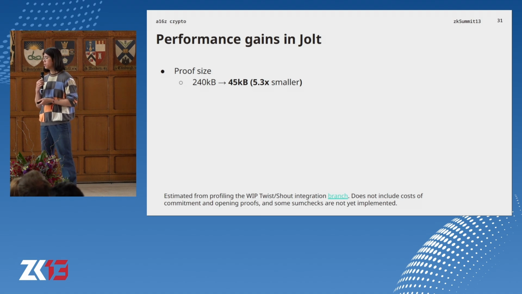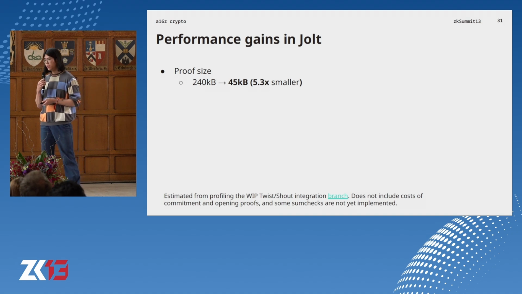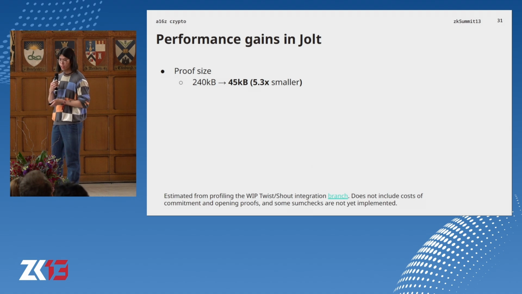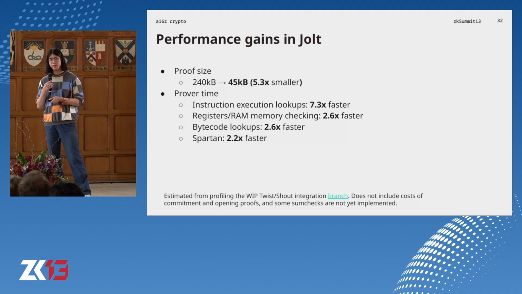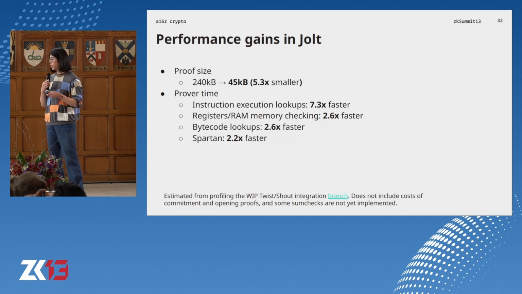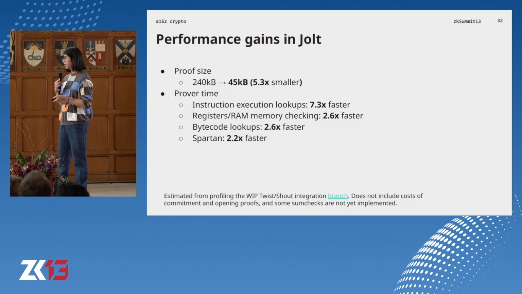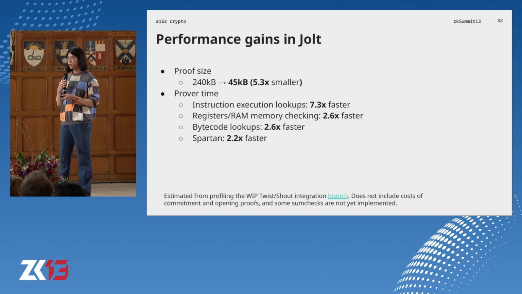what to expect. In terms of proof size, we see that the Jolt proofs go from about 240 kilobytes down to 45 kilobytes, which is a 5.3x reduction. Prover time, the big headline number here is that instruction execution lookups get 7.3 times faster using Shout instead of Lasso. We see about 2.6x reduction in prover time for read-write memory and bytecode lookups. And sort of incidentally, we got a 2.2x speedup on Spartan.